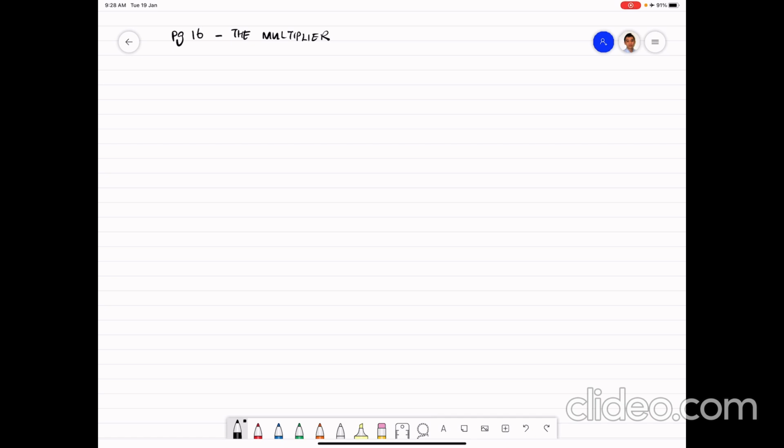Okay, so the next concept I want to explain is something called the multiplier. That's on page 16 of your notes. Okay, so the basic idea is this, right?